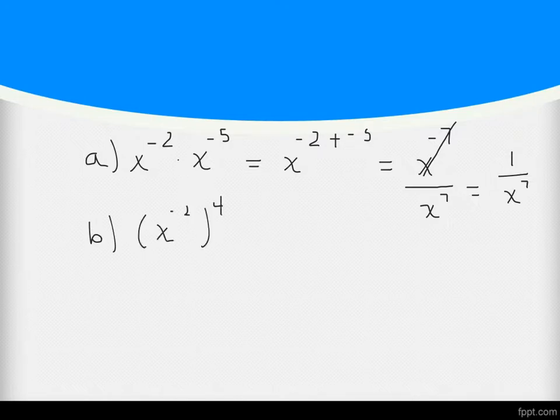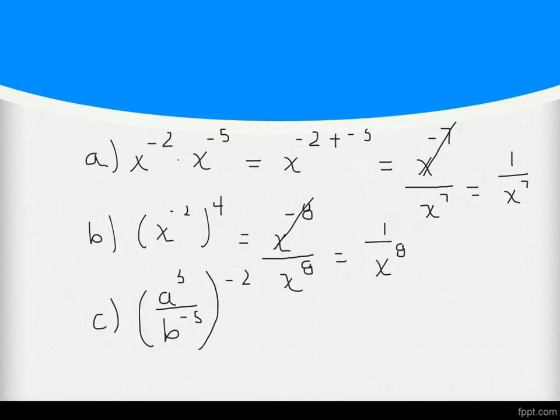Part B of example 2 is one in which we have to apply the property that tells us to multiply exponents. So -2 times +4 is -8, but once again, we cannot have a negative exponent in our answer. So if it's on top, we move it to the bottom and that exponent becomes positive. Once again, we end up with a 1 on top over x to the 8th.